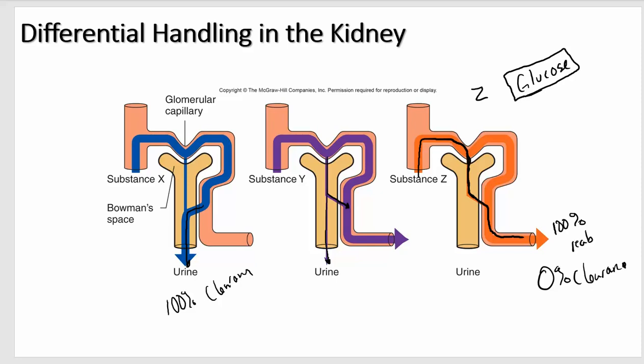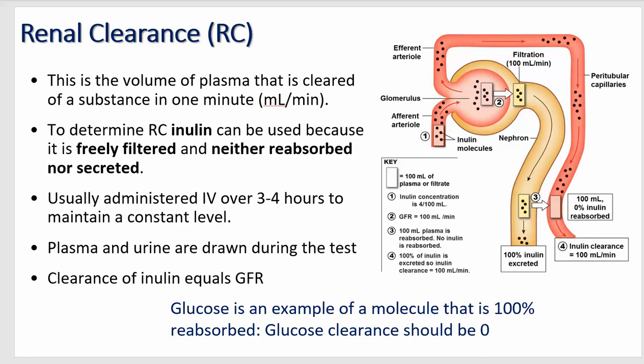That's what we expect to see with glucose. We don't expect to see any glucose in the urine, which is substance Z in this case. So substance X has 100% clearance, so none of it gets by. Most of substance Y gets by. I don't know what the clearance is here, maybe 10%. And here we have 0% clearance, so all of that is reabsorbed.